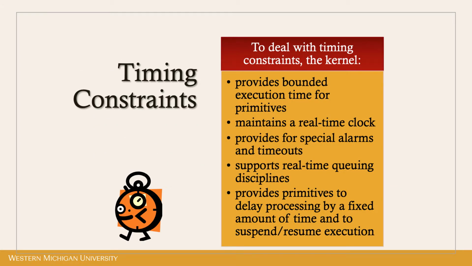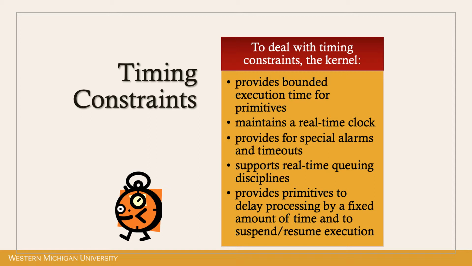Now, we have timing constraints, right? We're talking real time here. We have to do some stuff in the kernel to make sure that we're dealing with timing constraints properly for a real-time embedded system. We need to provide bounded execution time for primitives, maintain a real-time clock, right? We have to have special alarms and timeouts. We have to support real-time queuing disciplines, right? We've got to be able to do real-time scheduling with this thing. And we have to provide primitives to delay processing by a fixed amount of time or to suspend or resume execution when we want to, right?